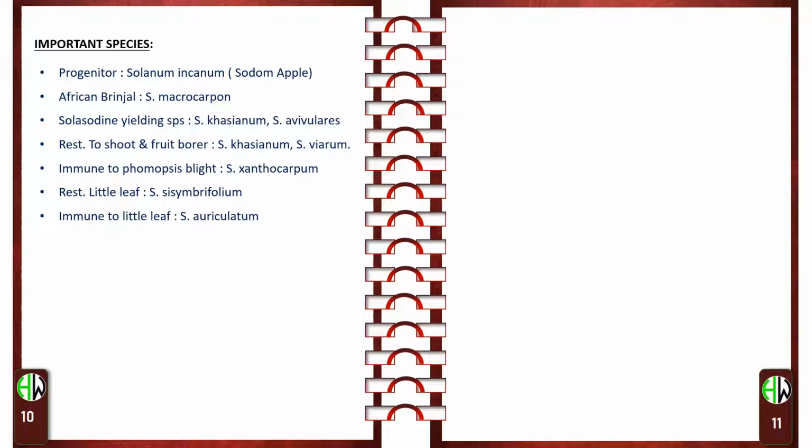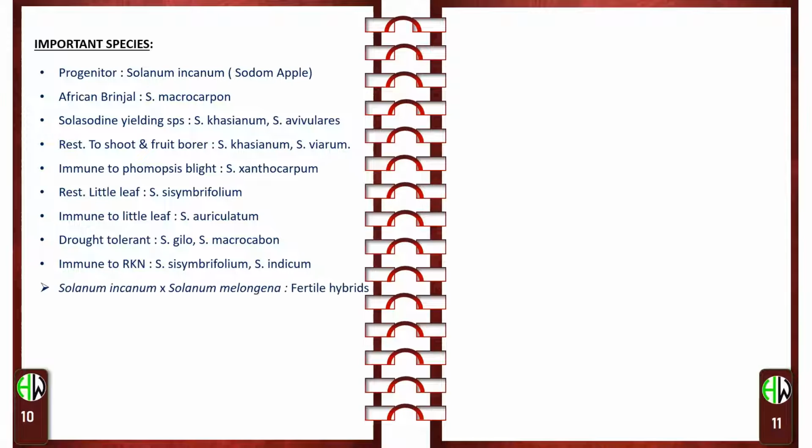Immune to little leaf, Solanum auriculatum. Drought tolerant, Solanum dillo, Solanum macrocarpon. Immune to root knot nematode, Solanum sisymbriifolium, Solanum indicum. Solanum incanum crossed with Solanum melongena gives fertile hybrids. Solanum torvum is a wild species, resistant to soil-borne diseases.